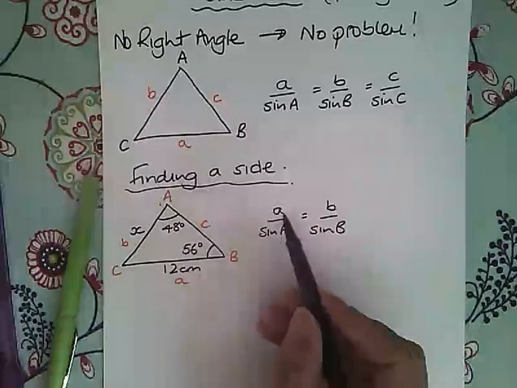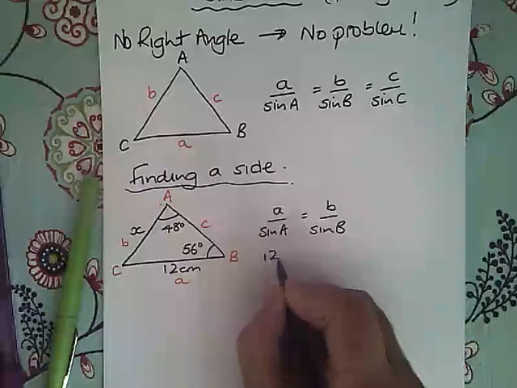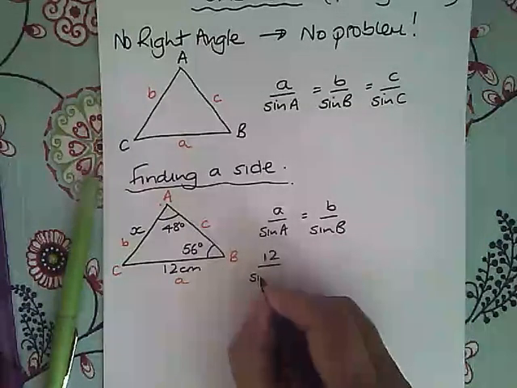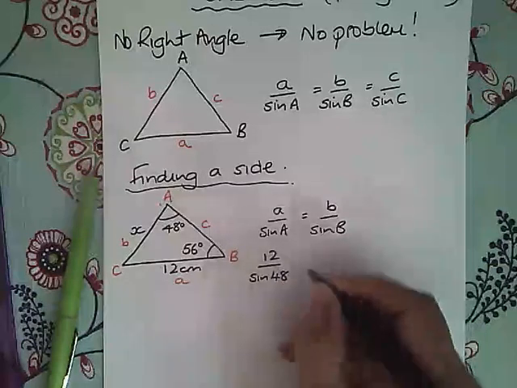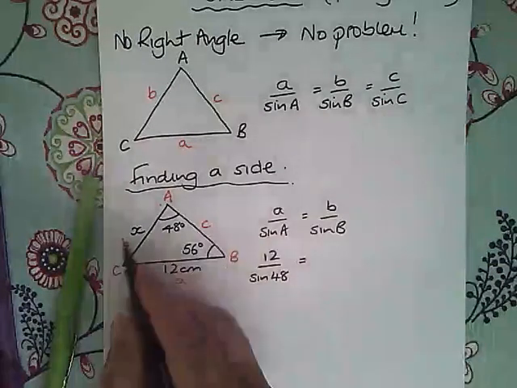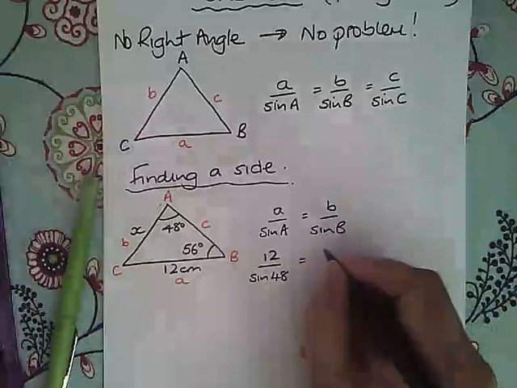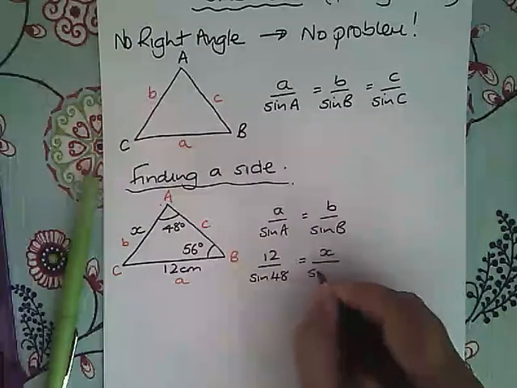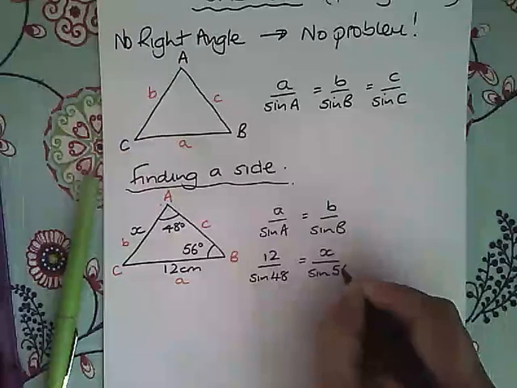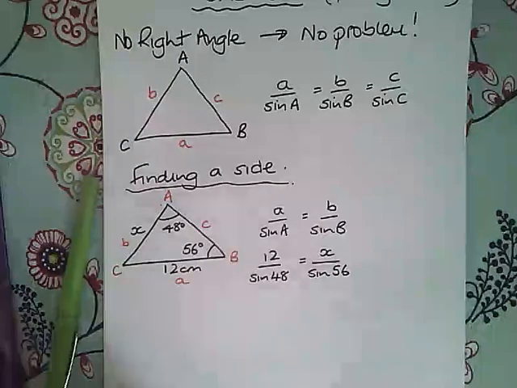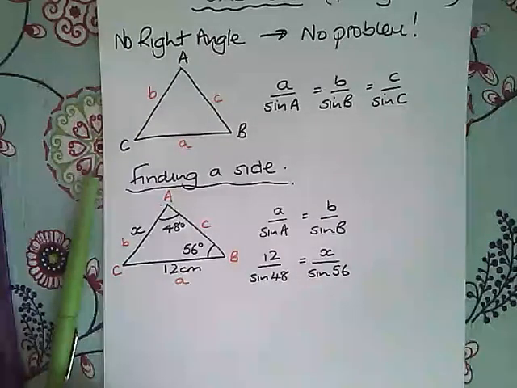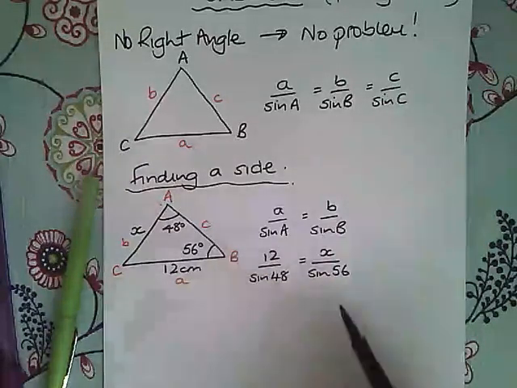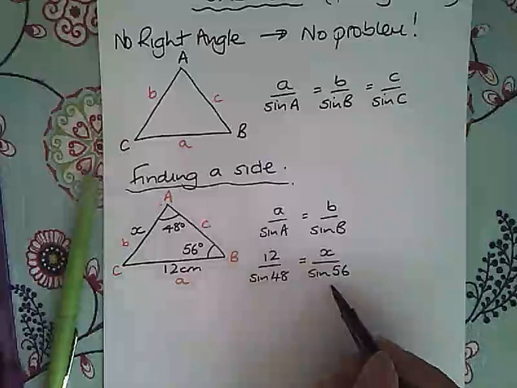So little a is 12 centimeters, and that is over sine of 48, the angle opposite it, and that is equal to b, which I don't know, that's the one I want to find out, so that's x over the sine of 56, because that's the angle at b. Now I need to rearrange my equation so that I make x the subject, and I simply do that by multiplying both sides by sine 56.